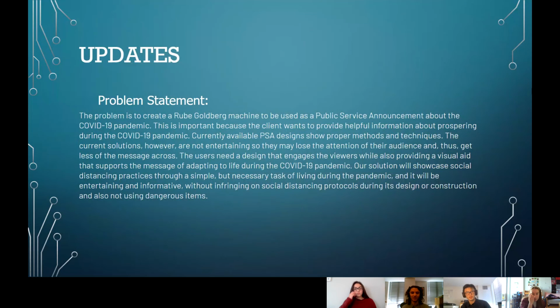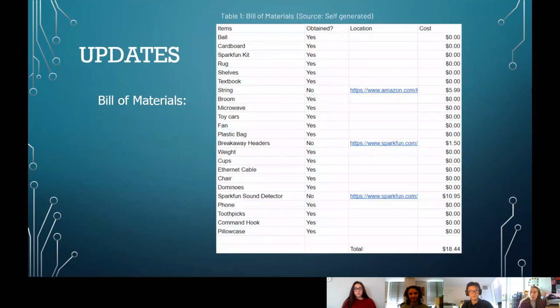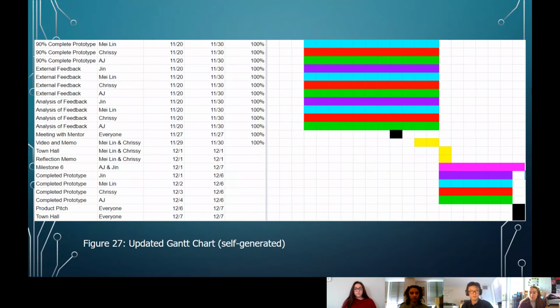In updating the problem statement, this is the final problem statement for our project that we have decided to go with. Here's our final bill of materials. And here is our final updated Gantt chart up to milestone 6.